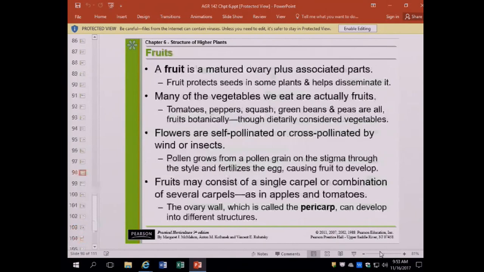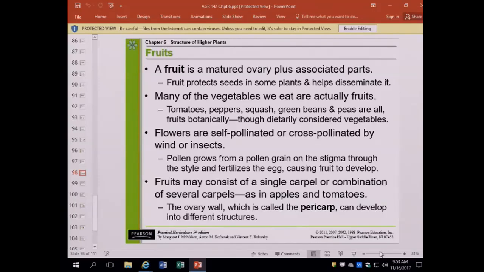All right, as we talk about the next phase after we leave the flowers, we begin to talk about what is a fruit. And a fruit is a matured ovary plus its associated parts. And generally the fruit protects the seeds in some plants, and sometimes it helps to disseminate the seeds. It says many vegetables we eat are actually fruits.